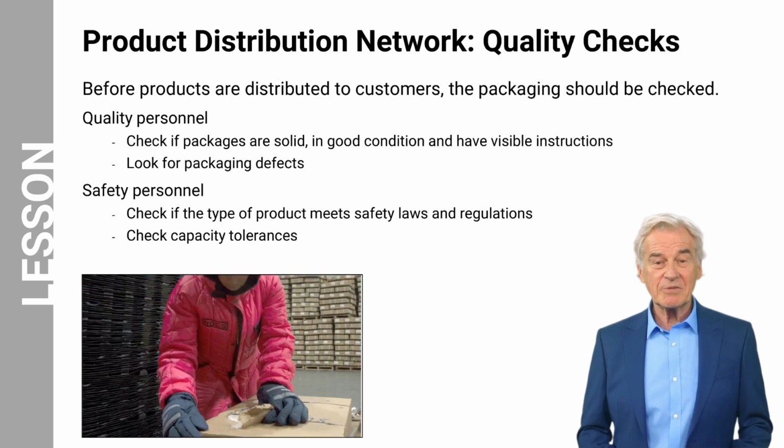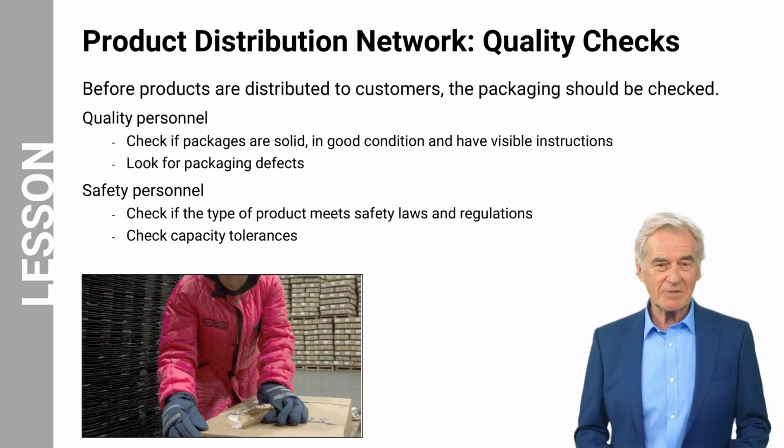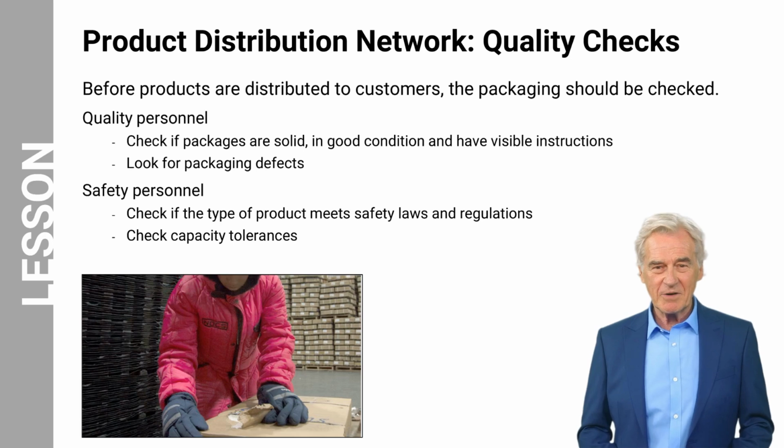Before products are distributed to customers, the packaging for the products should be checked for integrity, proper labeling, and safety. So, who checks these packages? The quality personnel in the industry check packages for quality. They check if the packages are solid and in good condition. They check for defects like pores, holes, torn parts, leaks, or other problems.